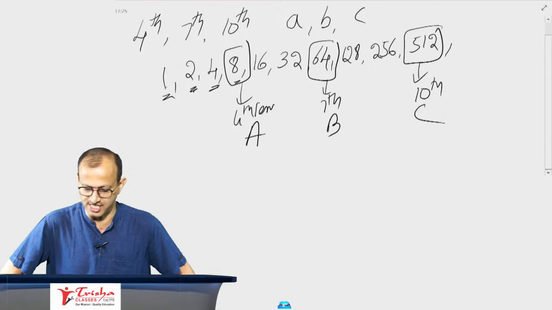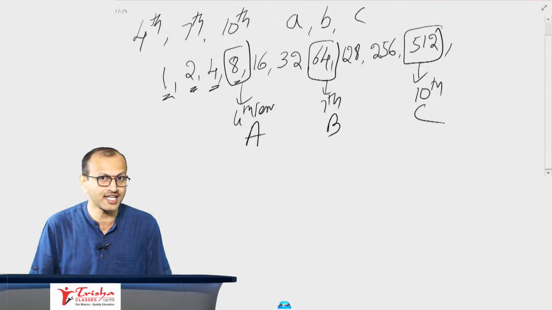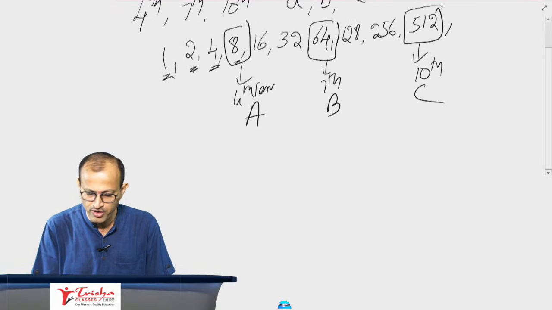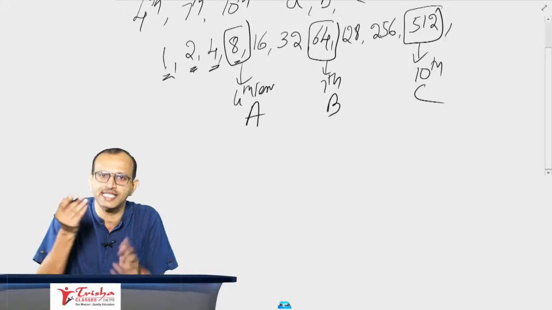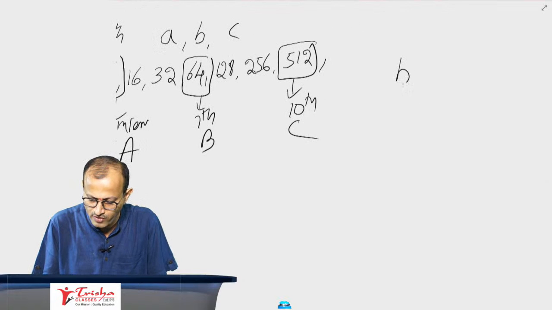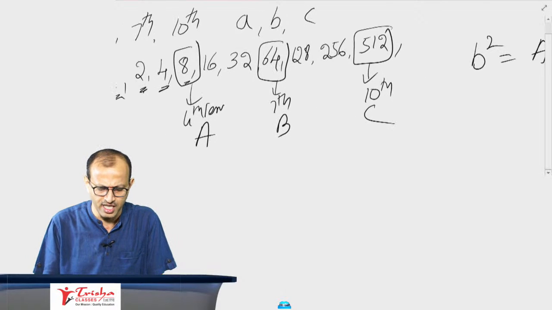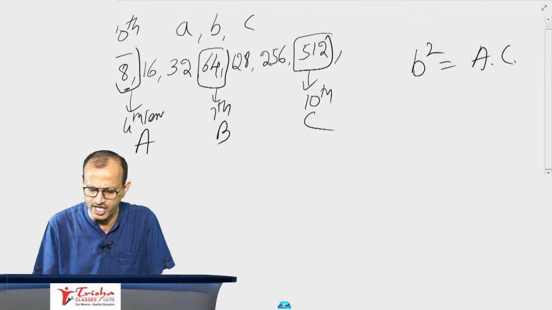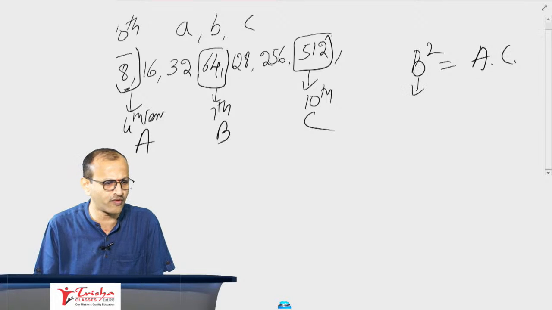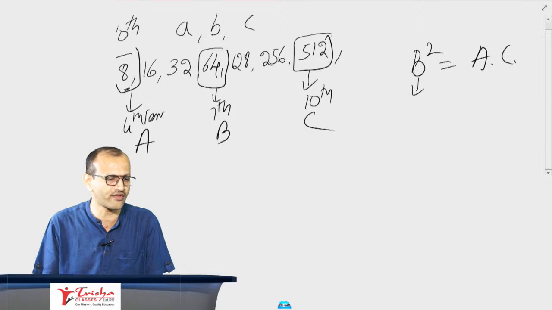They tell it is C. Okay, listen carefully. Now that I know the number, I can establish a relation. One option says B square is equal to AC. Check whether it is correct or not. Calculate B square. What is the value of B?